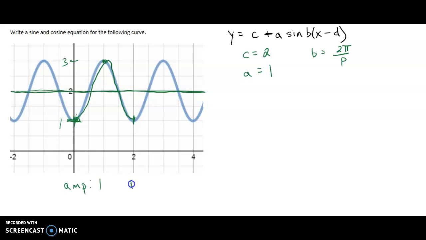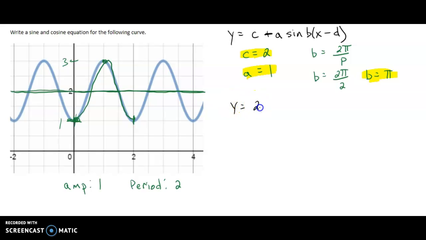So that means my period is 2, which is not my B value, but B is 2 pi over P, and P is 2. Let's go ahead and fill that in. And so B is equal to pi. Okay, so I know C, I know A, and I know B. The good news is these are the same for sine and cosine every time. So let's write the sine equation.